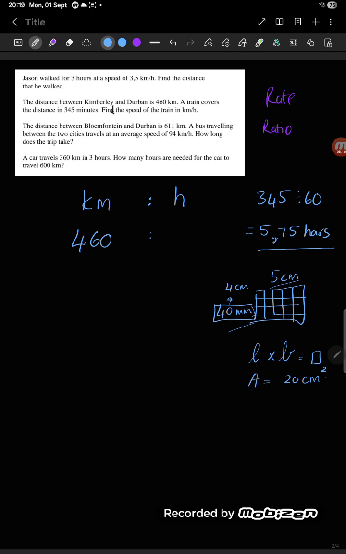In the same way, I need to talk not in terms of minutes, kilometers per minute, because that's a bullet train, but kilometers per hour.